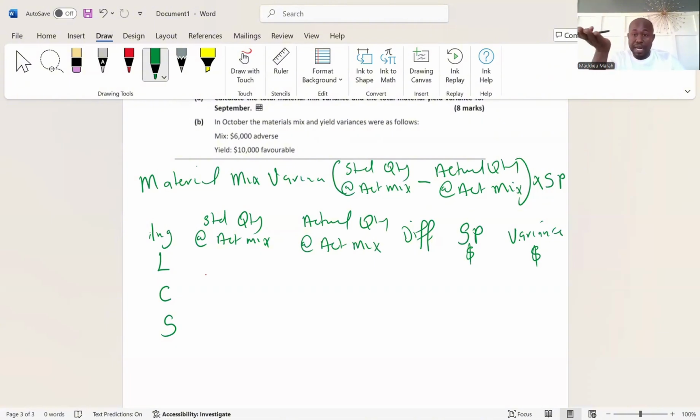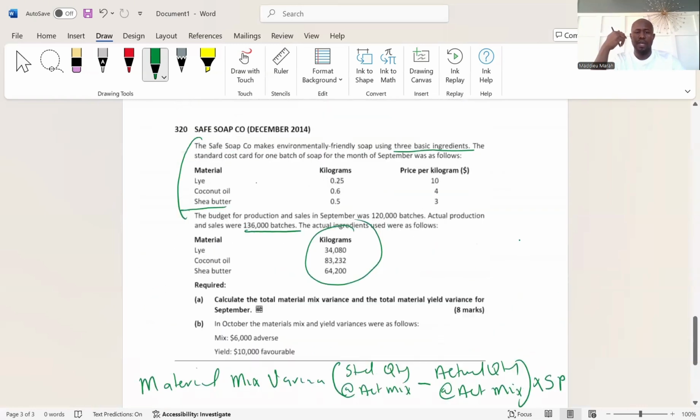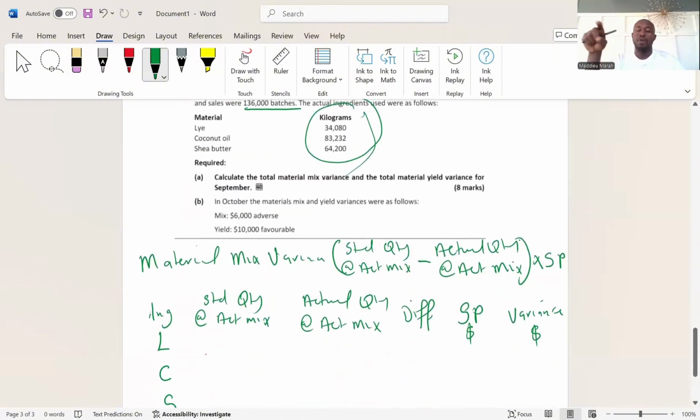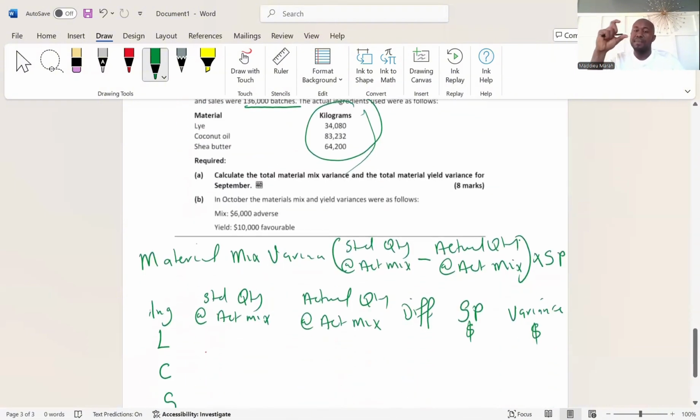Now we have the formula in front of us. We set the table ourselves. Now let's go to the question. How do I start this question now? Since I'm already given my actual figures, I will always start with my actual figures. One, the actual figures are already given to you easily. Just grab them and put them in the formula. Secondly, for the standard quantity, I need my actual result, and for the actual quantity, I also need my actual results. So I just start with my actual results.